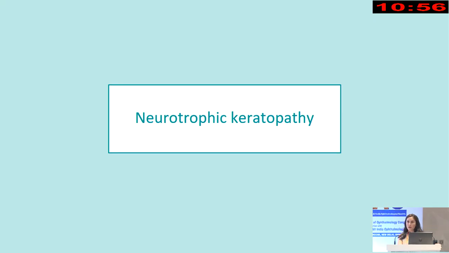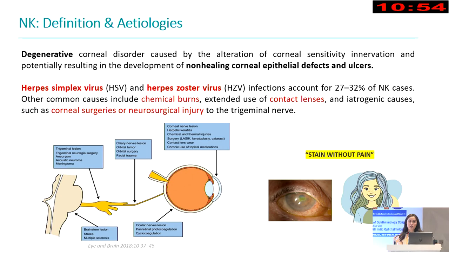The neurotrophic keratopathy is in fact the degeneration of the corneal nerves that will provoke an unhealing corneal epithelial defect and eventually an ulcer. This will be mainly caused by infections such as herpes, but also it can be caused by chemical burns, extensive use of contact lenses, corneal surgeries, or neurosurgical injuries. And these kind of patients will be the ones that will come to our office with lots of stain on the surface but without pain.